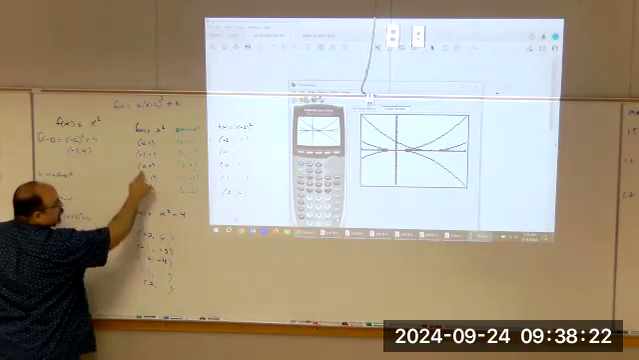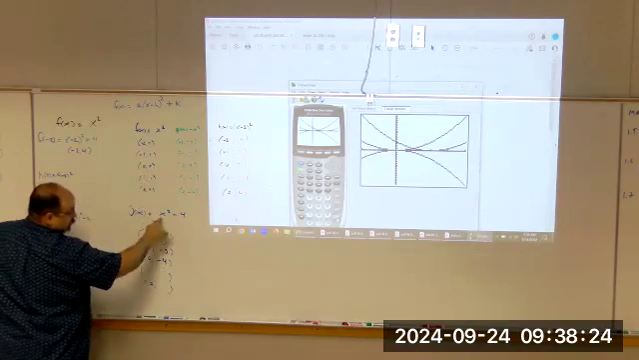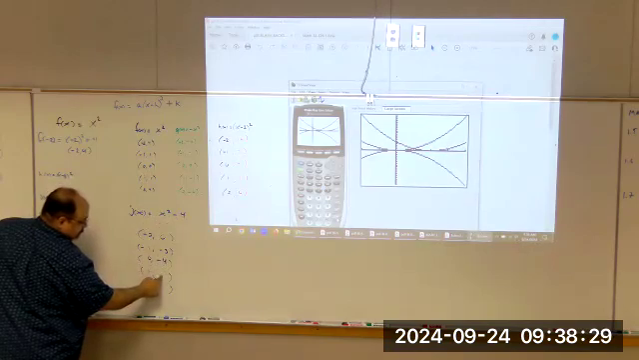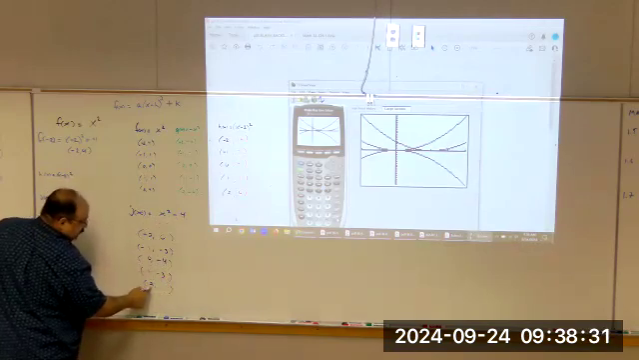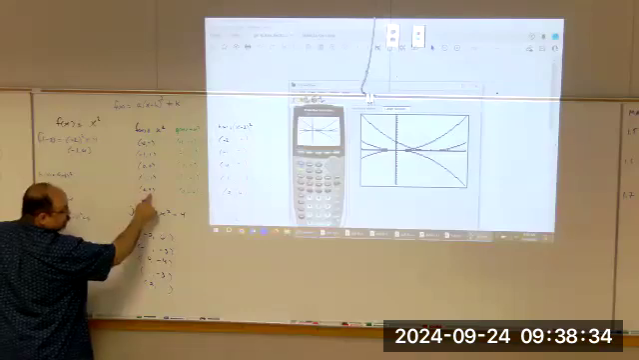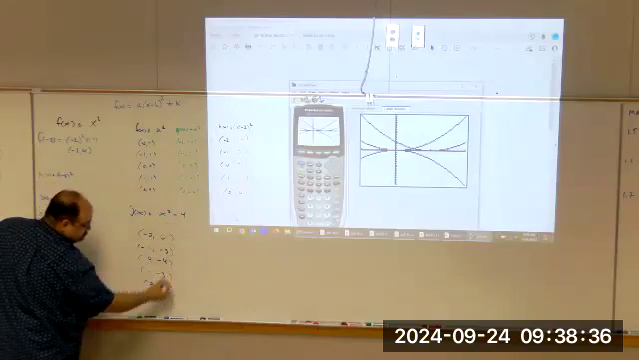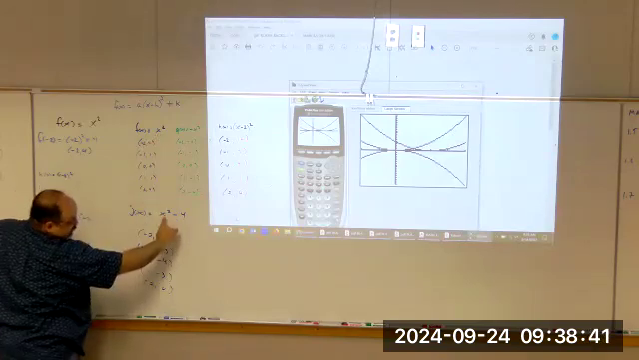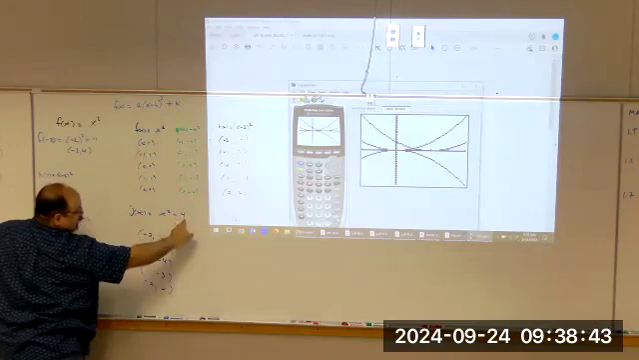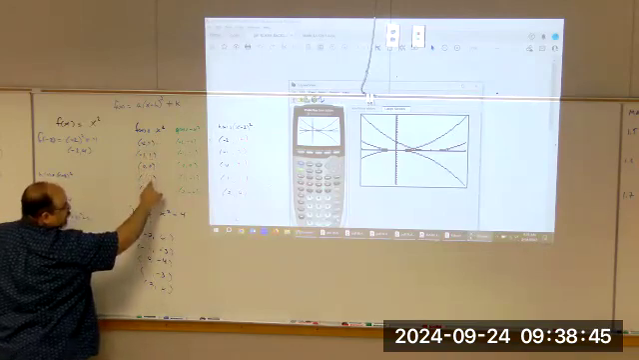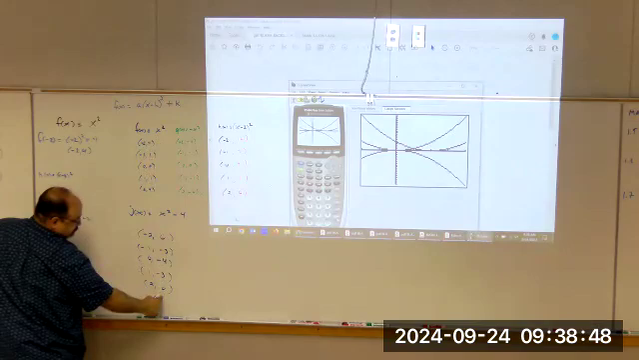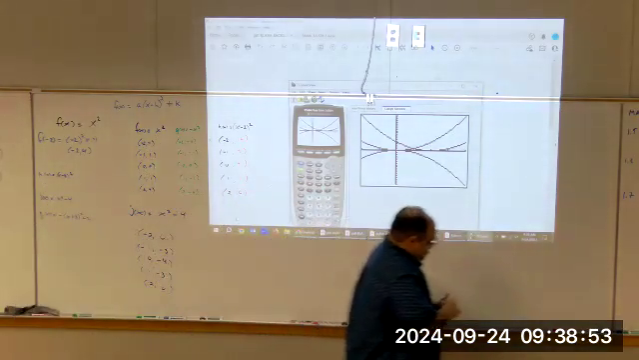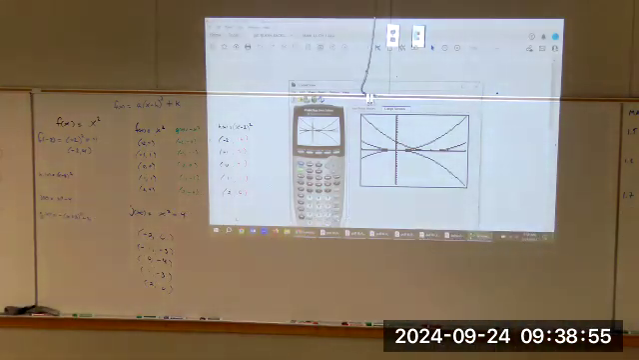When I plug in 1, I get 1. 1 squared is 1. And then I take away 4. What's 1 minus 4? -3. And when I plug in 2, I get 2 squared, which is 4. And then I take away 4. It's this answer, x², because that's x². And then you subtract 4 from all of the original x² answers. That's a vertical shift.